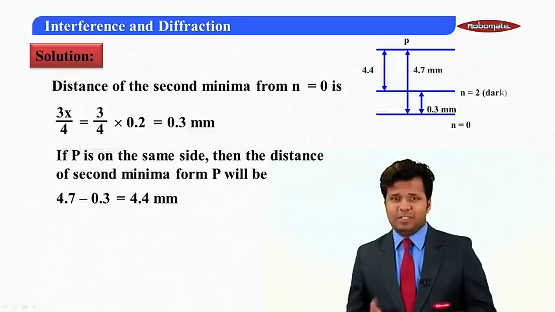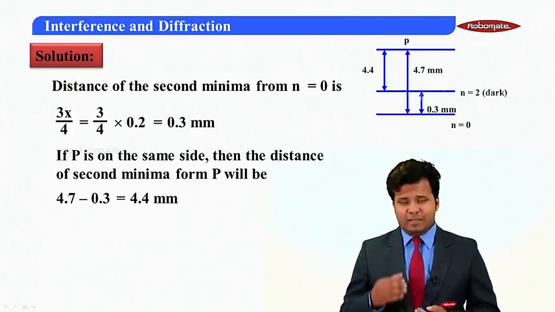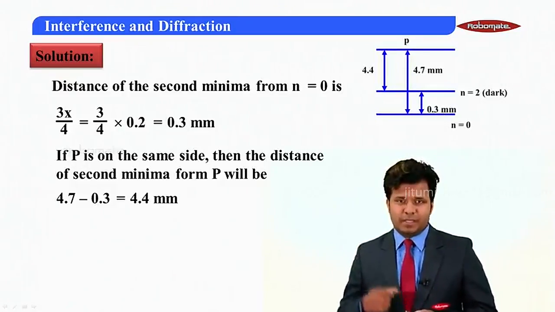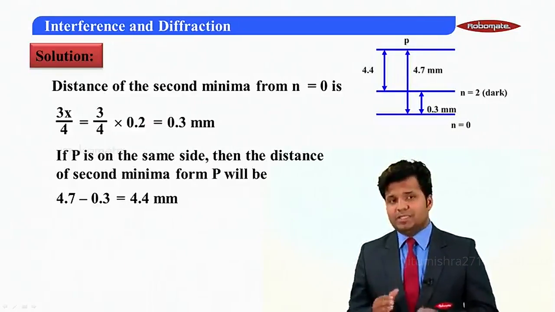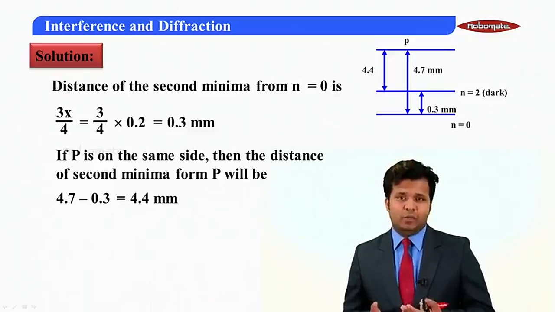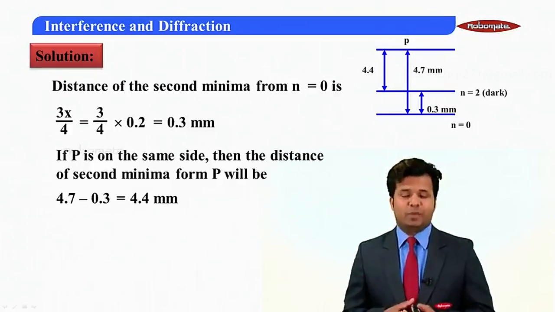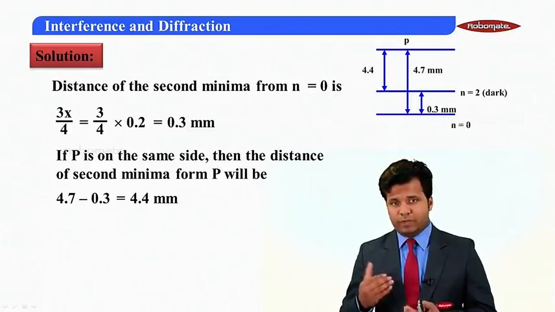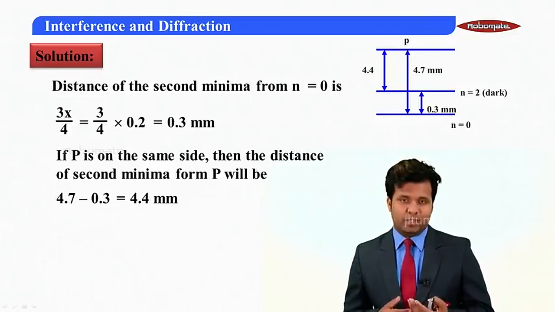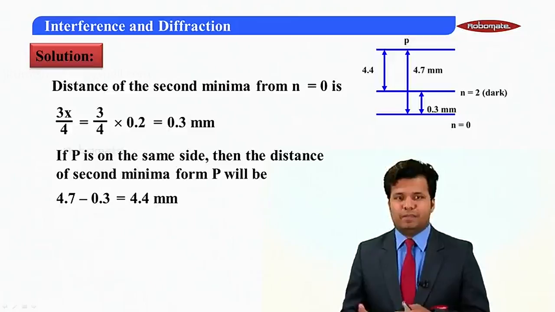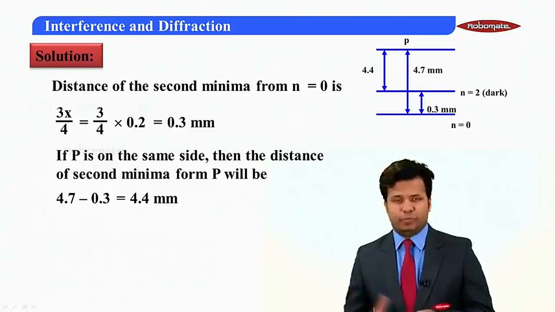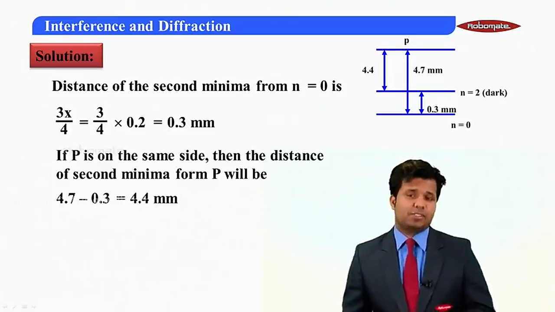You can check how this happens from this diagram. P is on the top, n equals 0 is the reference point, and n equals 2 is the dark band or the minima, which is at a distance of 0.3 mm from n equals 0. So if the whole distance is 4.7 and this is 0.3 here, it would be subtracted. 4.7 minus 0.3 would be 4.4. This is the first possibility.